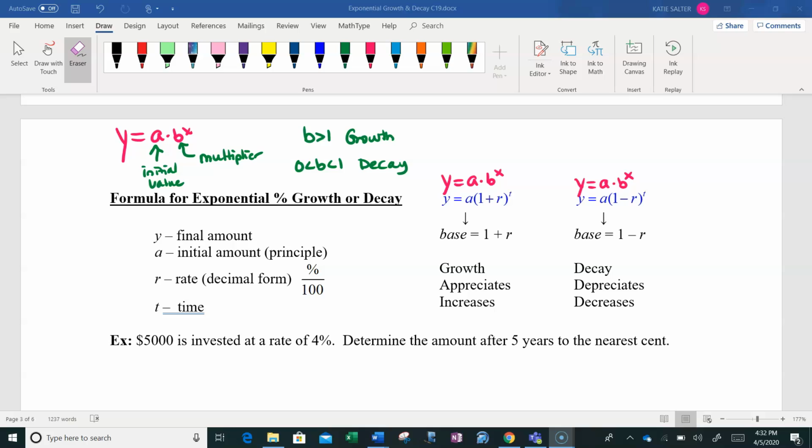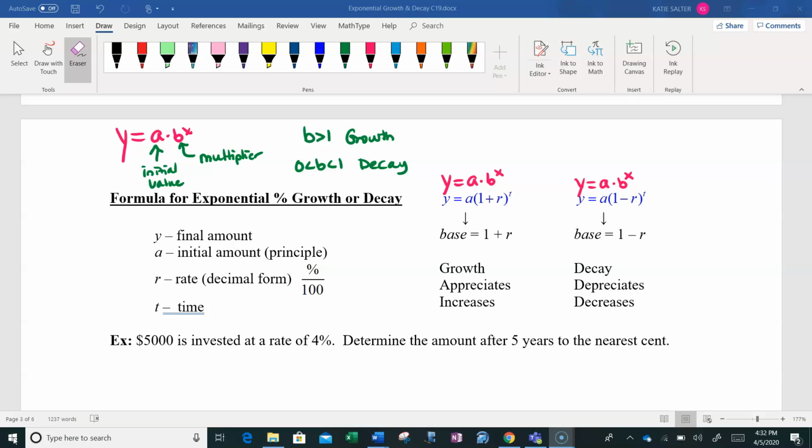Okay, so let's put this all together. So our basic formula for any exponential function is y equals a times b to the x, where a is our initial value and b is our multiplier. Remember, anytime the multiplier is a number greater than 1, it grows. And anytime the multiplier is a number between 0 and 1, it decays.